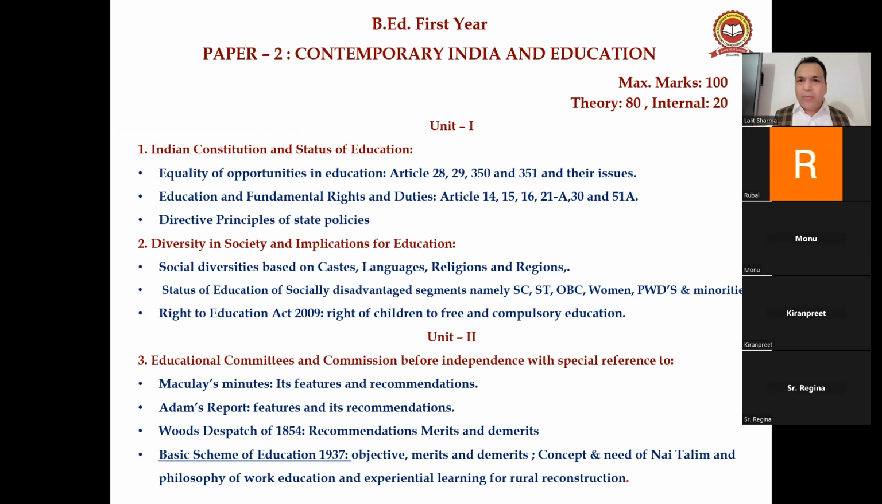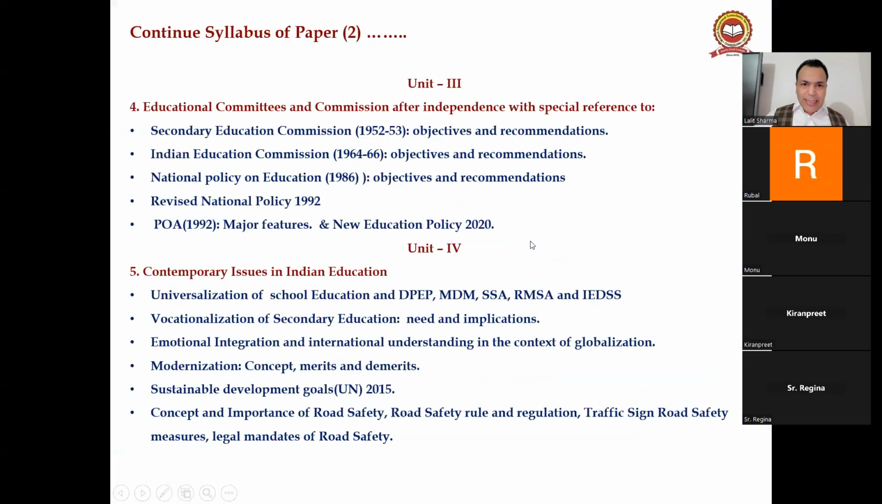Likewise, like paper 1 and paper 3 having 4 units, similarly paper 2 has 4 units: unit 1, unit 2, unit 3 and unit 4. Today we are discussing unit 3 as a whole. What are the contents of unit 3? Please read that. There are 3 commissions, 1 National Policy on Education, 2 National Policy on Education.